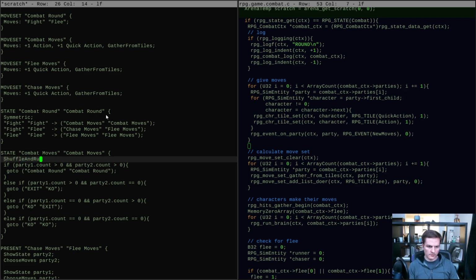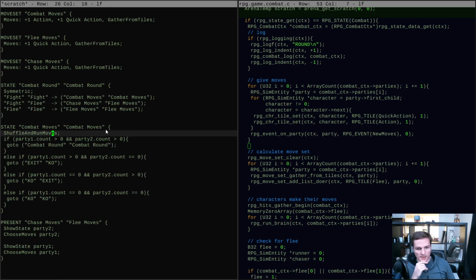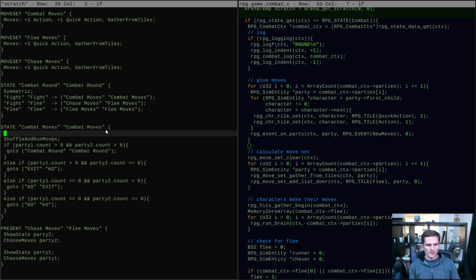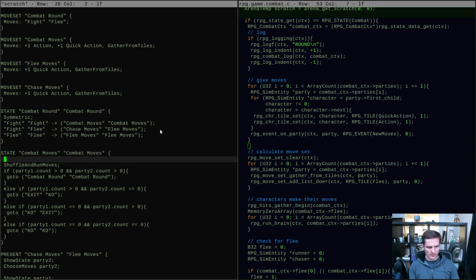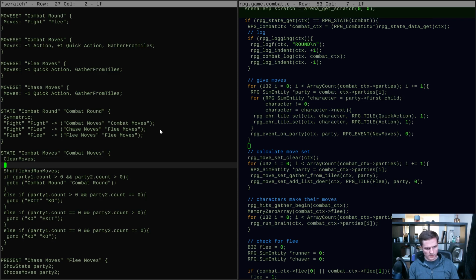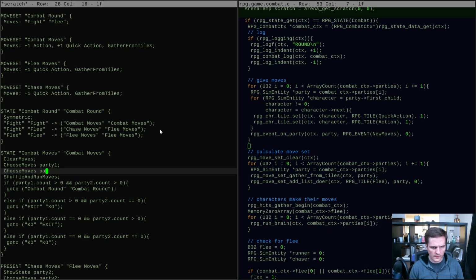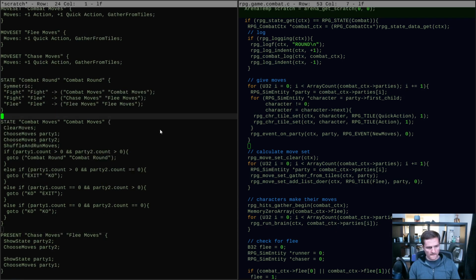Shuffle and run moves. That's just going to be a shorthand for all the code that actually goes into implementing combat moves. But then I think there's got to be a thing here that's like clear moves, choose moves for player 1 or party 1, choose moves for party 2, shuffle and run the moves, and then resolves.